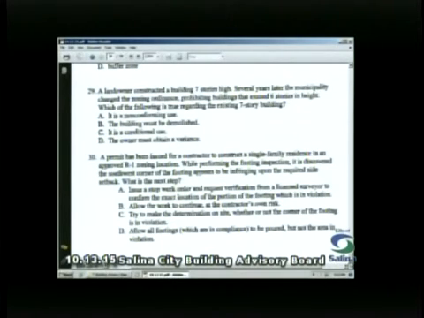A landowner constructed a building 7 stories high. Several years later, the municipality changed the zoning ordinance prohibiting buildings that exceed 6 stories in height. Which of the following is true regarding the existing 7-story building? C. We've already covered that one in a previous one. It is a non-conforming use.